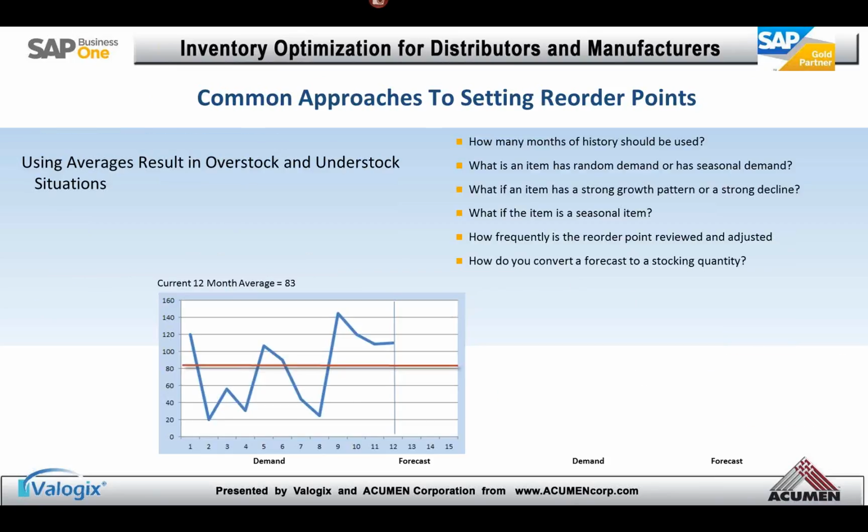Let's talk briefly about some common approaches to setting reorder points. And I see this almost on a daily basis when people are using Excel. At the lower portion of this slide, you can see an item with 12 months of historical demand. This particular item has a lot of variability in demand, and this variability is not from seasonal patterns. It's truly very random. A very common approach that I hear is, well, to get some sense of what the future demand is going to be, often we'll use a 12-month average. So that's what this red line represents.